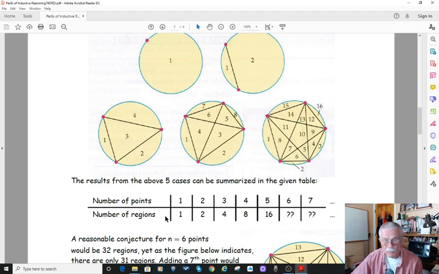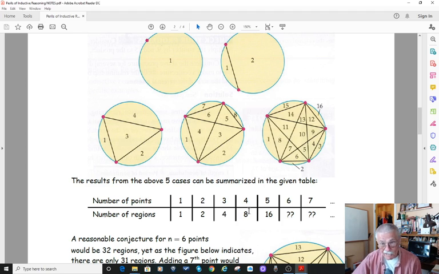Number of regions formed. Well, if you take a look at these numbers, they're obvious. I'm just increasing by 1, right? So that's clearly a pretty easy pattern. The number of regions formed, though, if you take a look at these numbers, 1, 2, 4, 8, 16, what do they look like to you? Well, doubling, doubling, doubling. They're powers of 2.